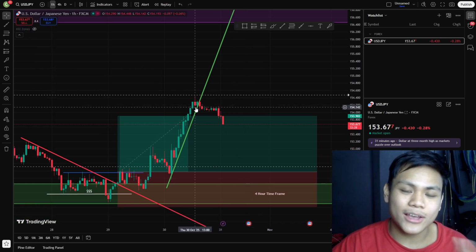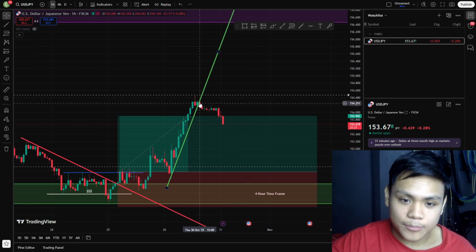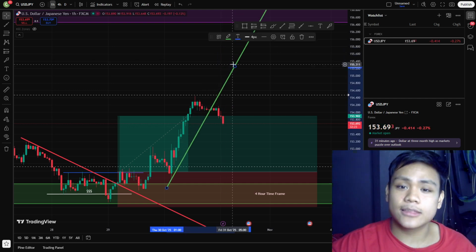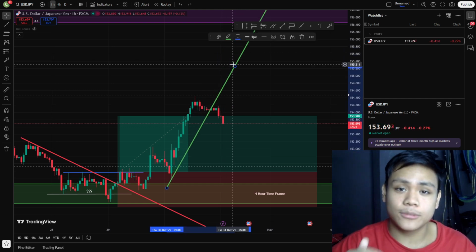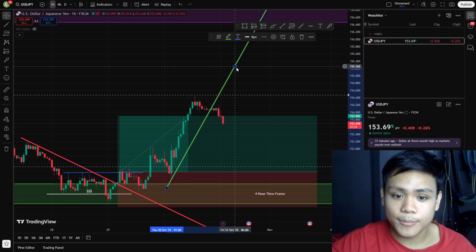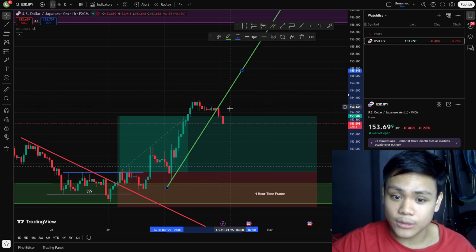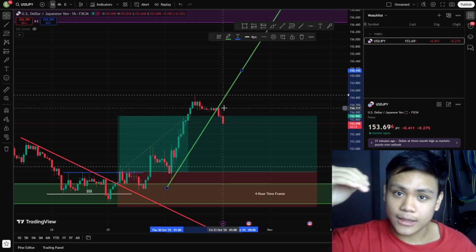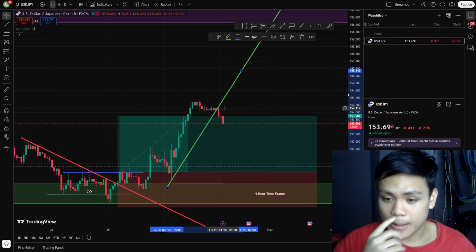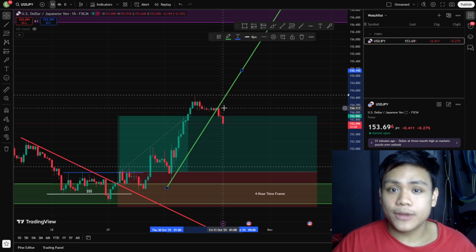but there is no sign of momentum. So I keep adjusting, adjusting till I saw momentum to the downside. So once I saw momentum, I kept adjusting. Then once I saw momentum that actually broke the trend line, I stopped my trade and made $59.